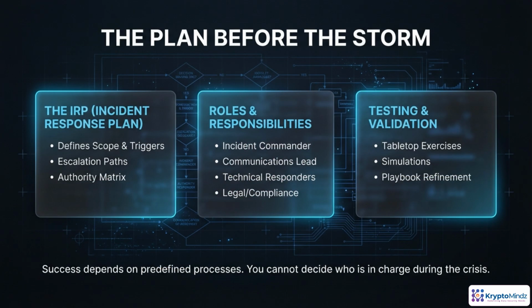Before an incident ever happens, you need 3 things nailed down: the plan, the people, and the practice. The incident response plan defines what counts as an incident and how escalation works. Clear roles ensure decisions and communication don't stall. Regular exercises validate all of this so you're not improvising structure in the middle of chaos.